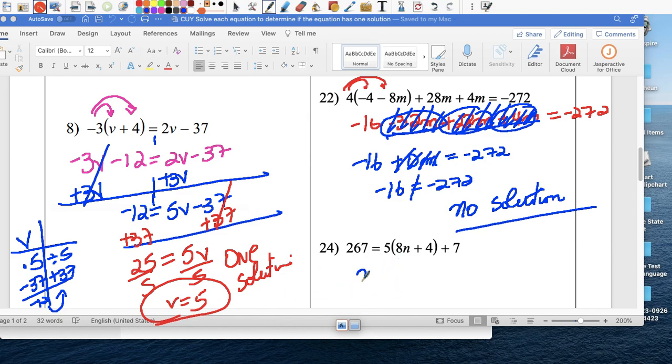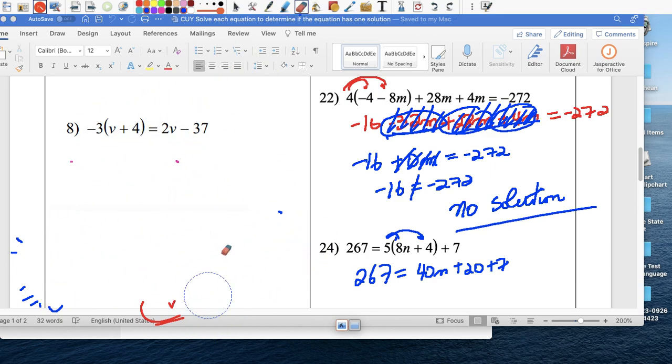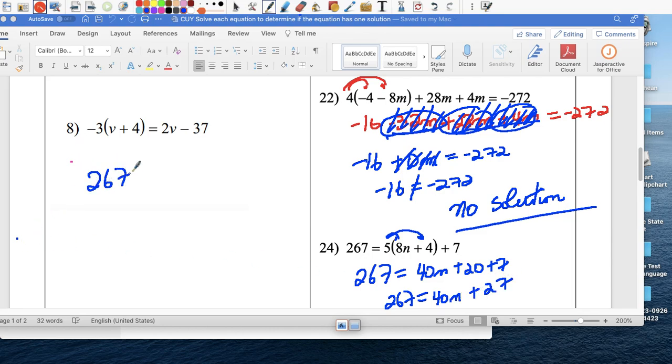Last one, 267 equals 40n, distributive property, plus 20 plus 7, right? Distributive property is gone. Can I combine like terms? I can. Let me just make some room here. So I'm just going to combine like terms. So 267 equals 40n plus 27. I'll bring it up to the top here. 267 equals 40n plus 27.